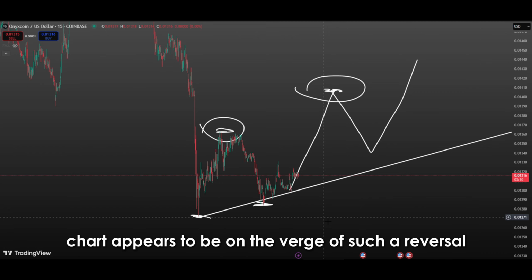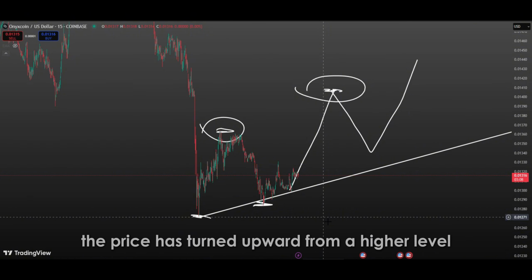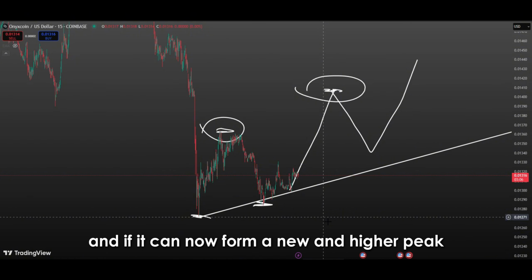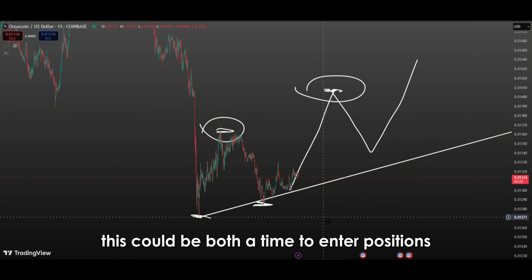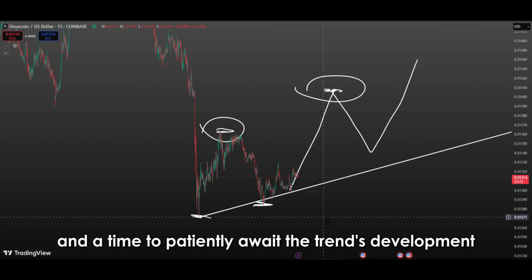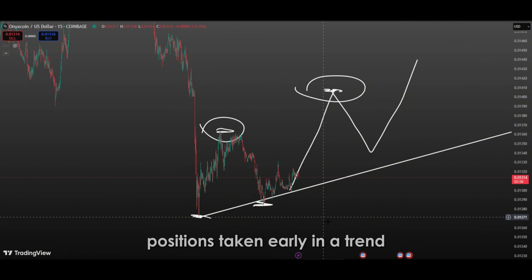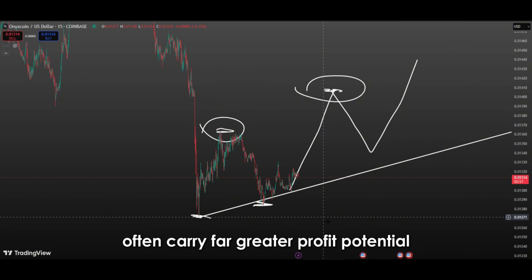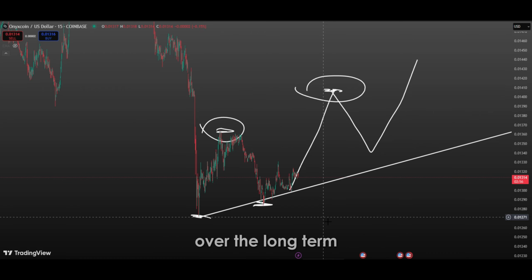Currently, the price chart appears to be on the verge of such a reversal. Compared to earlier declines, the price has turned upward from a higher level, and if it can now form a new and higher peak, this will confirm that the uptrend has officially begun. For investors, this could be both a time to enter positions and a time to patiently await the trend's development. Such periods offer unique opportunities for those looking to get in at the beginning of a new trend. Positions taken early in a trend often carry far greater profit potential over the long term.